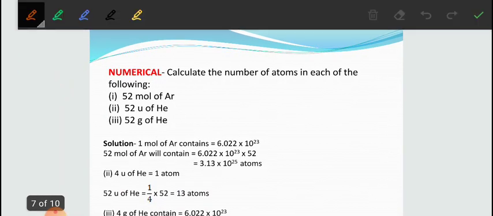Basically, 1 mole of atoms: again, this means we just have to multiply by Avogadro number and you will get the answer. 52 moles, when multiplied by Avogadro number, gives you your answer according to the diagram.